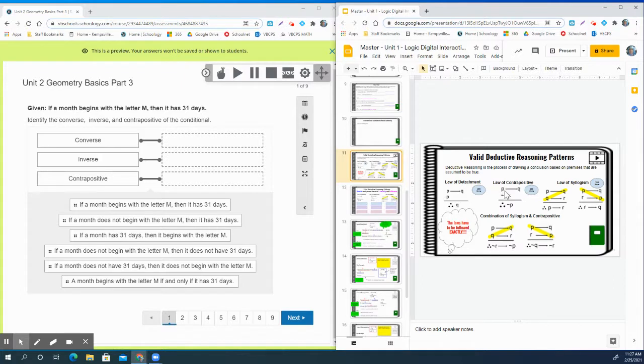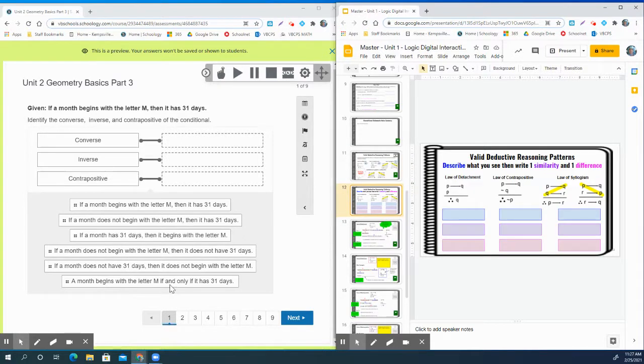So detachment, contrapositive, and syllogism. If the question asks, is it a valid argument? If the word valid is there, these are your three options. I don't care what the pattern is if it's not one of these three patterns. There's only three valid patterns. And on page 12, that's kind of what we were trying to talk about. So on part three, 6, 7, and 9 are the ones we needed to talk about. So question 6.